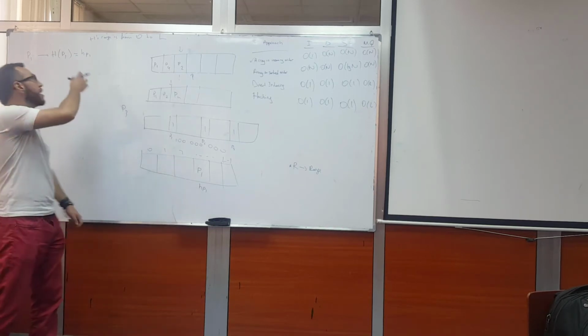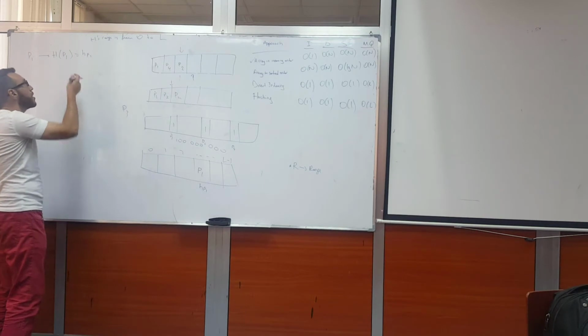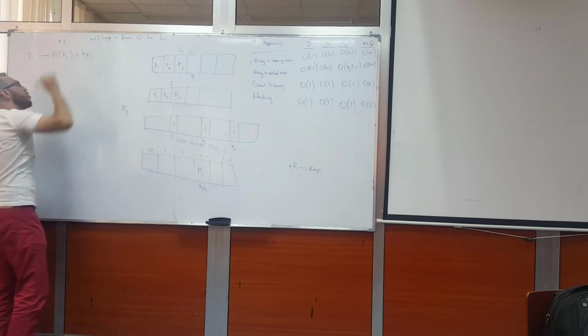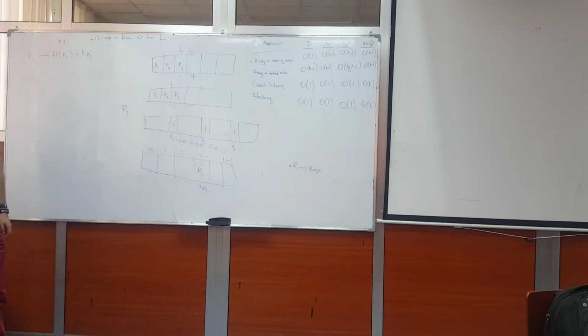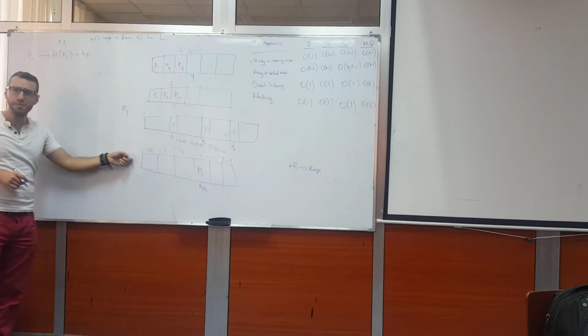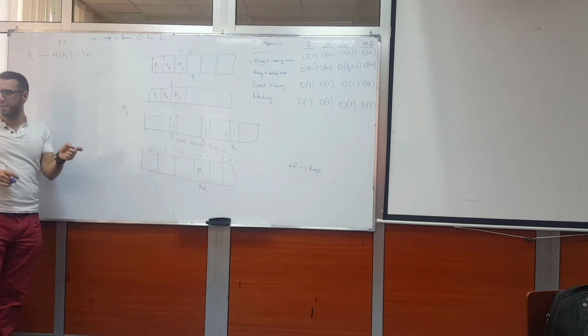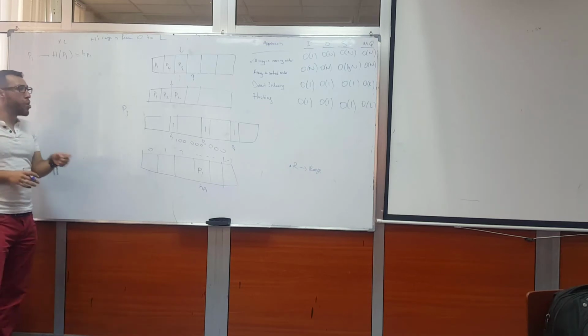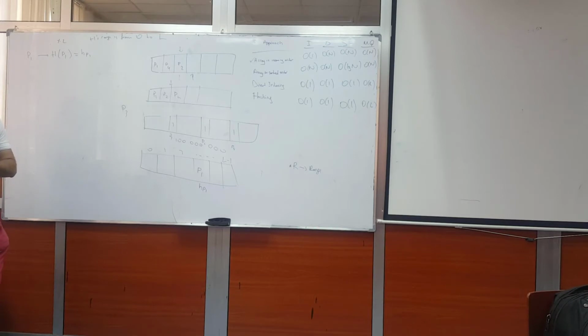Okay? So in that case, for example, a proper hash function can be getting the mod of L, because this way I guarantee that the numbers returned by the hash function are going to be between 0 and L minus 1. Right? Okay, so any questions up to this point?